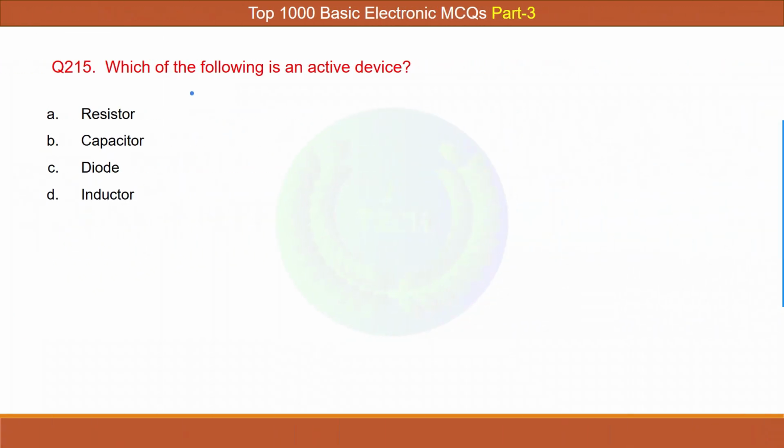Next question, question number 215. Which of the following is an active device? Option A, resistor, option B, capacitor, option C, diode, option D, inductor. The answer is option C, diode.